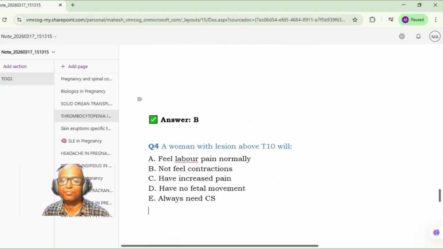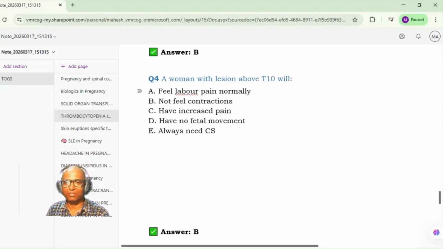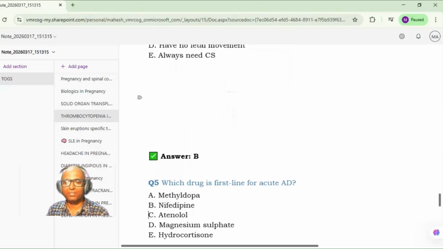Next. A woman with a lesion above T10 will: feel labor pain normally, not feel contraction, have increased fetal movement, have no fetal movement, always need C-section. She'll not feel contraction. Yes, above T10. But fetal movements will also be hampered, actually, altered fetal movements. B is the given answer.